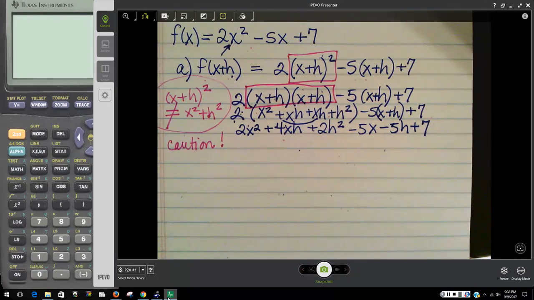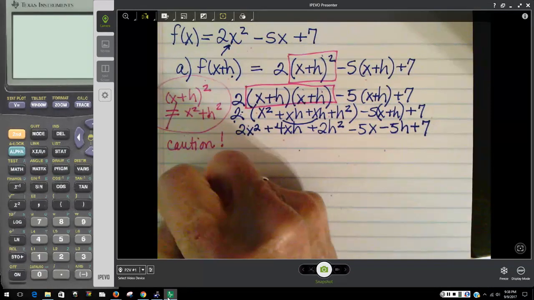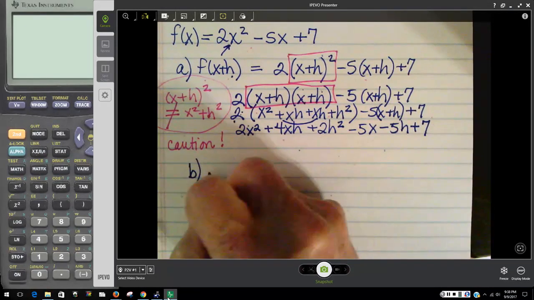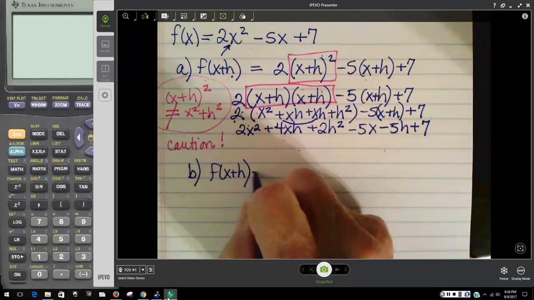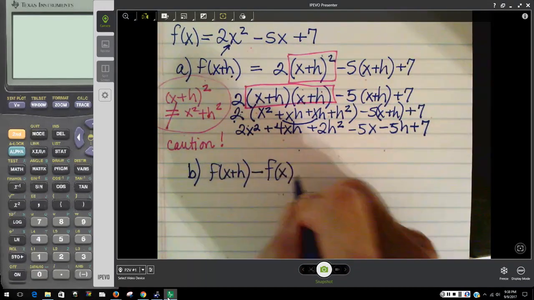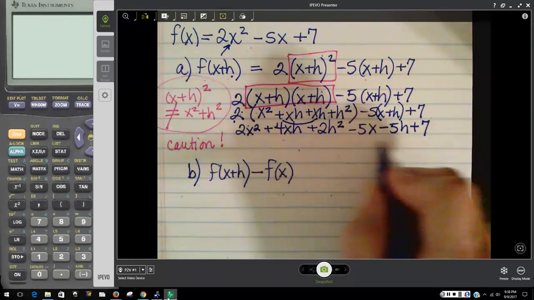Now, at this point, we want to find step B, which is f of x plus h minus f of x. And we have f of x plus h up here.